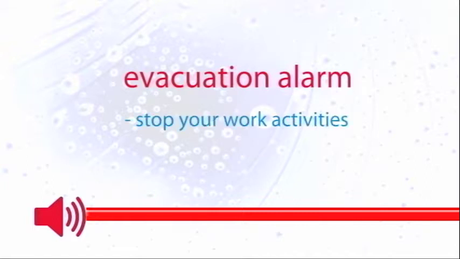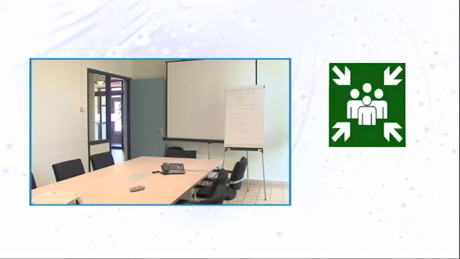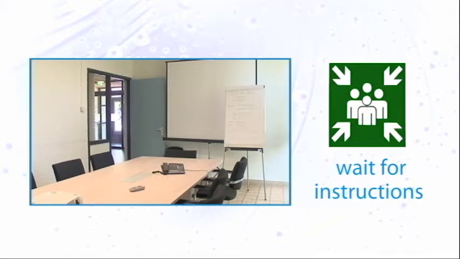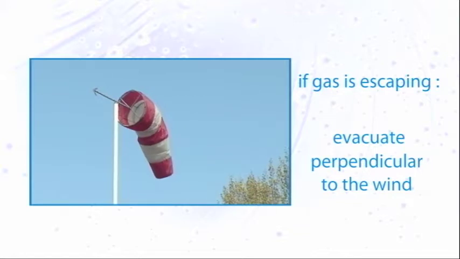Stop your work activities. Leave the loading station in a safe condition. Go to the nearest assembly point. The assembly place is indicated by this pictogram. Wait there for further instructions. If gas is escaping, you must always evacuate perpendicular to the wind direction.